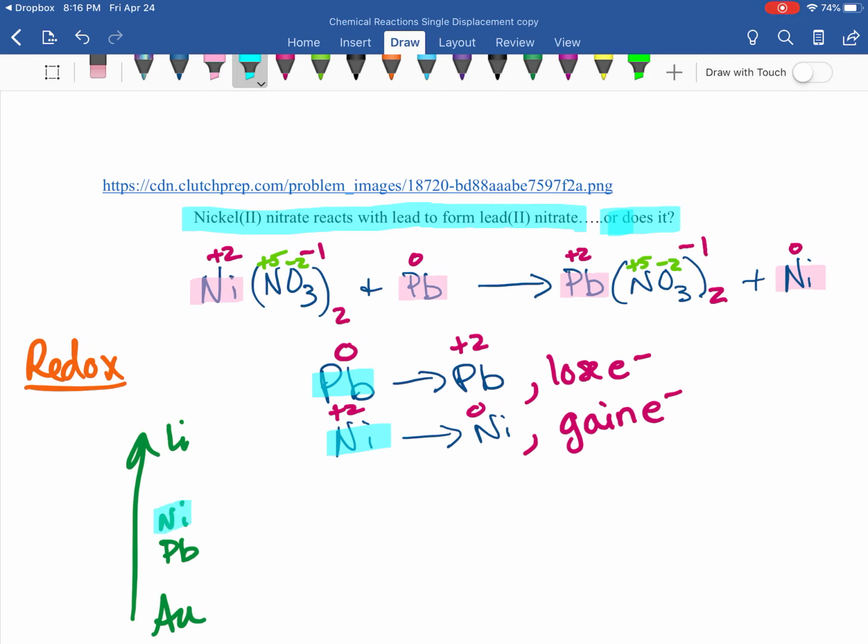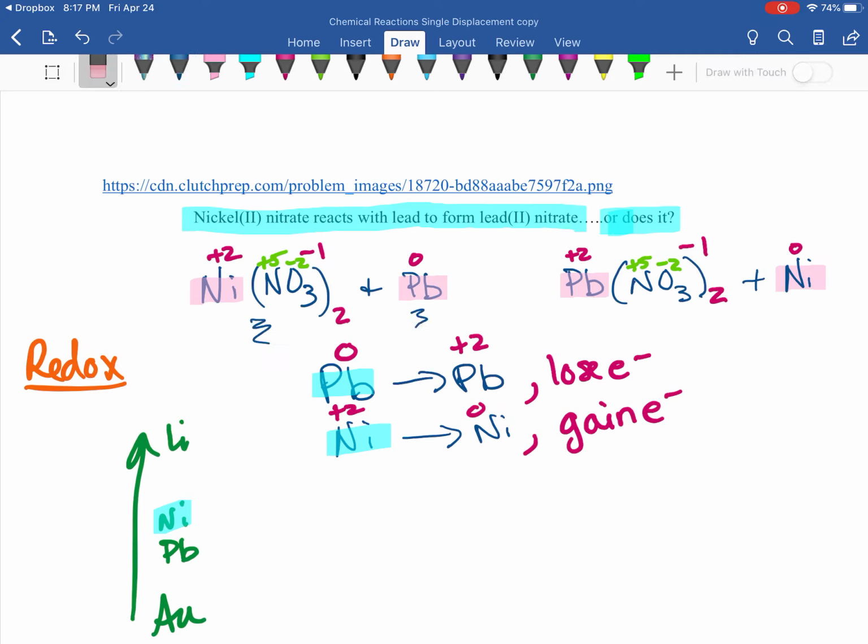And then let's find nickel. And if I look at my table, I see nickel is just a little bit above lead. So that means nickel wins. Okay, awesome. So did we write this reaction the right way or no?